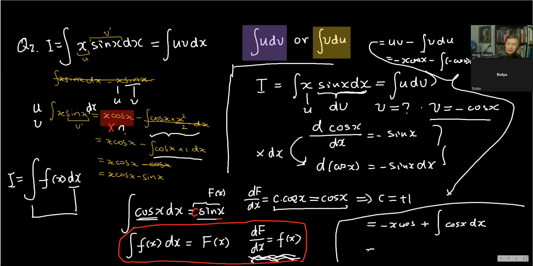Can you continue? They have cosine x here. Yes. Yep, you have done it. Apart from that, you can definitely put a constant here, all right?